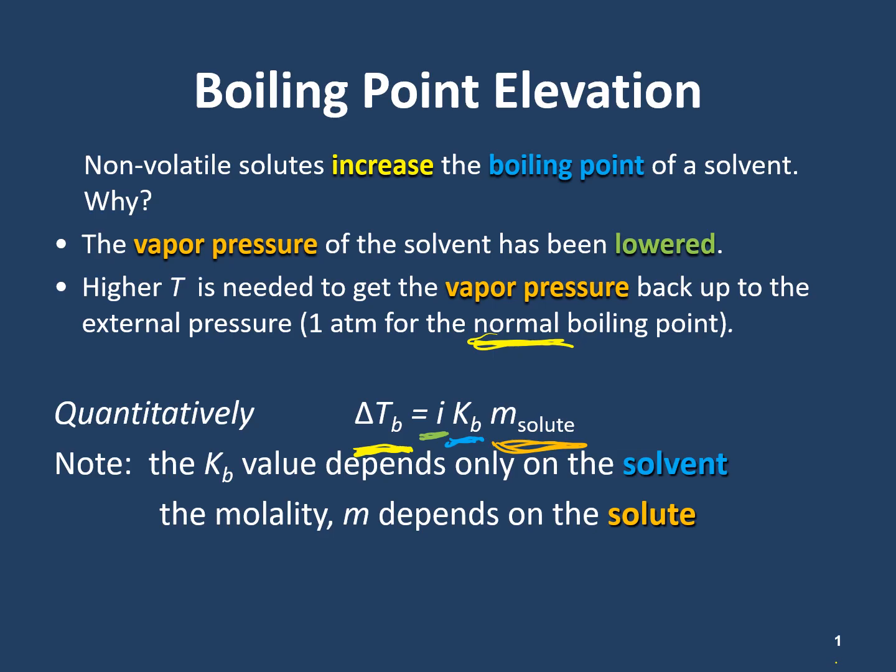Once you have that change in the boiling point, we've calculated our delta Tb, we can calculate our new boiling point by adding delta Tb to the original boiling point of the solvent. So for instance, pure water has a boiling point of 100 degrees Celsius. If I knew delta Tb was 5 degrees, then my new boiling point of water would be 105 degrees, because I'd take my original boiling point, 100 degrees Celsius, and add my delta Tb to it to get the new boiling point of my solution.